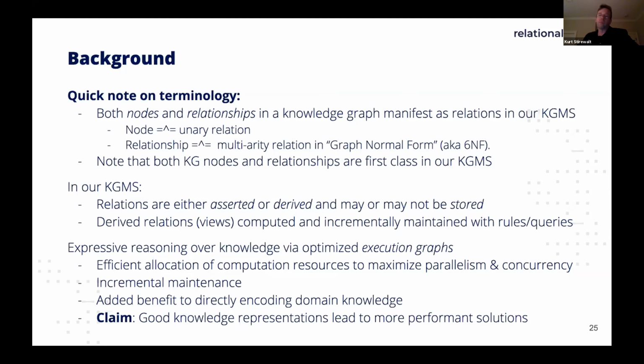Okay, and there are often performance trade-offs you can make by deciding when to store and when not. These kind of trade-offs are made automatically by our knowledge graph management system. A derived relation, which is also called a view, is computed and incrementally maintained with rules. Okay, I showed you some rules earlier. You can think of them as queries as well, right? If you're more familiar with that terminology. And what's nice about this is that you get very expressive reasoning over this knowledge by virtue of these execution graphs, which are constructed automatically from the rules and constraints.